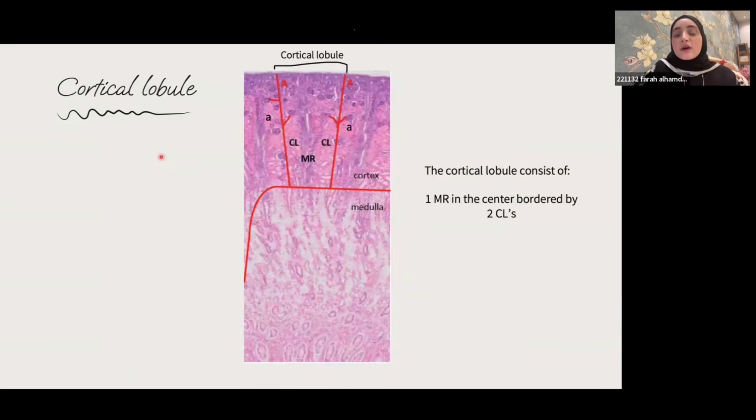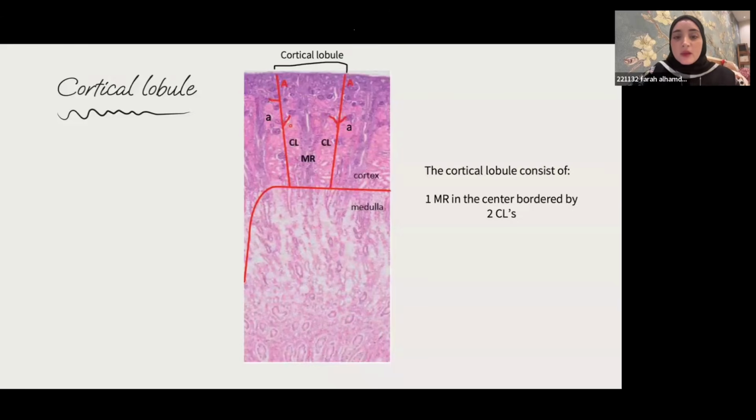Okay, let's talk about the cortical lobule. I mentioned it earlier. So here we have the interlobar artery, and here you would find the arcuate artery, and it branches into the interlobular arteries, okay? And these arteries branch into the afferent arterioles, okay?